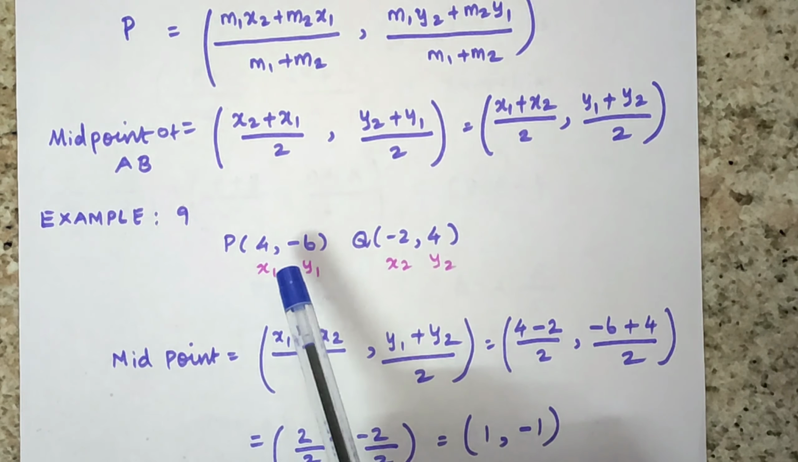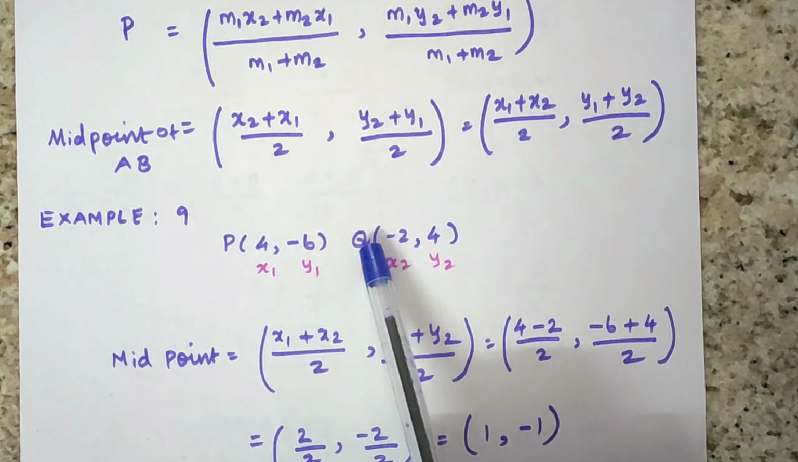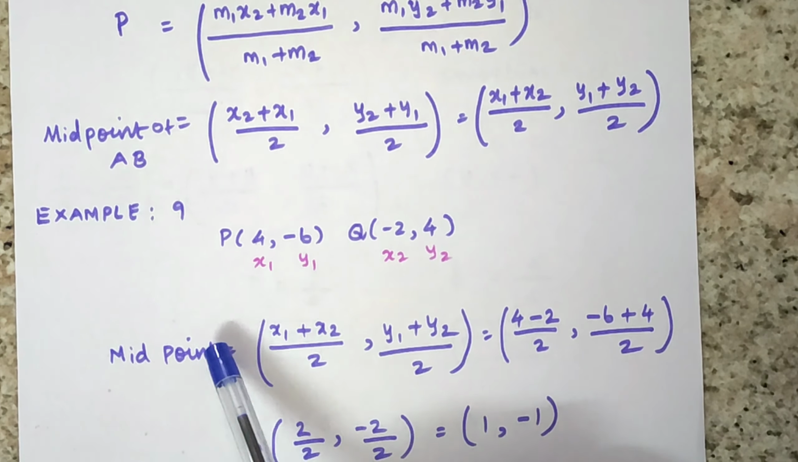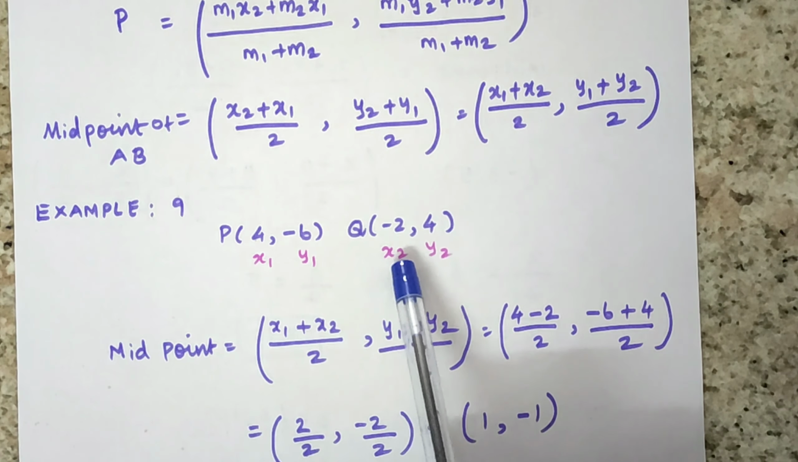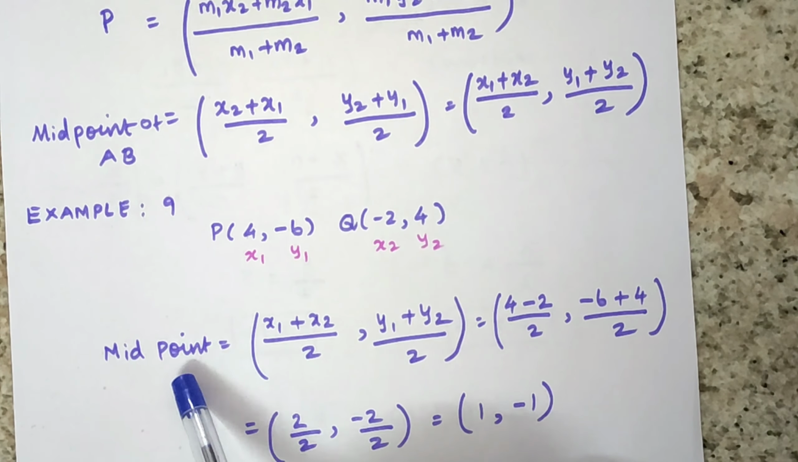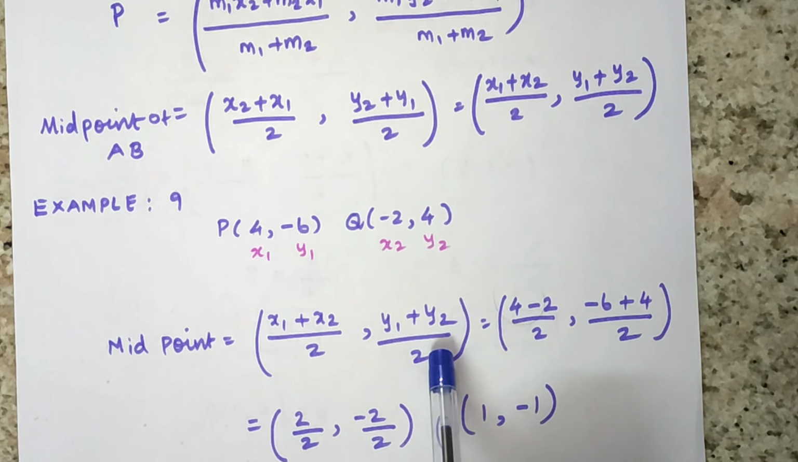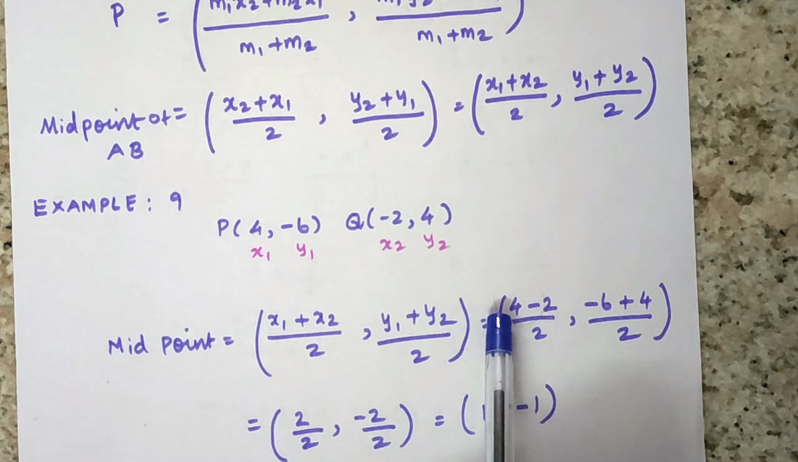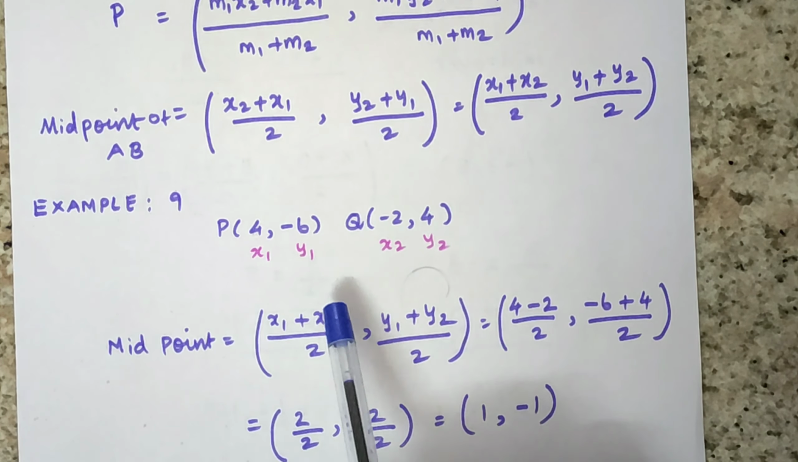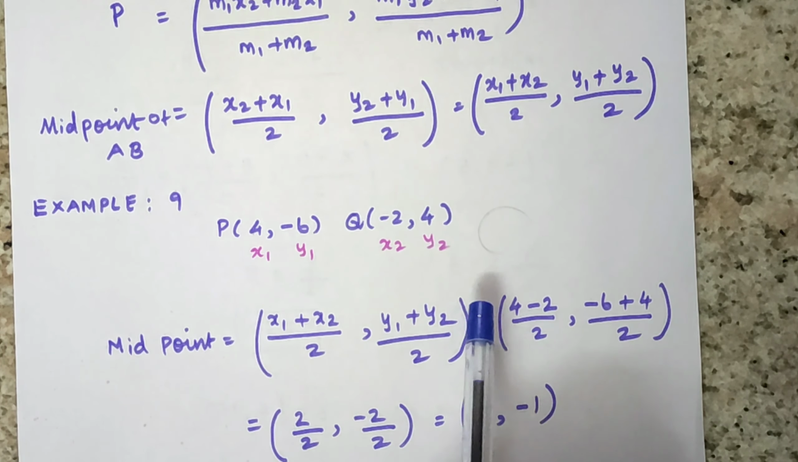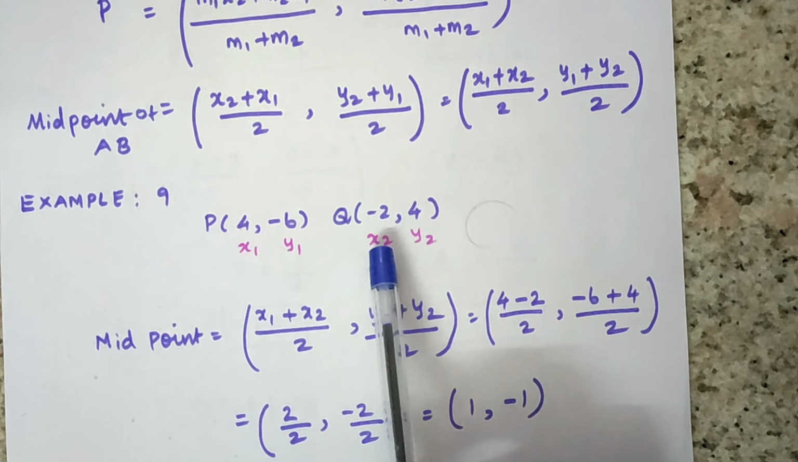Example 9. In this example they gave P and Q, the line joining PQ, and we have to find the midpoint of PQ. So the first point we keep as (x1, y1), second point (x2, y2). Midpoint equals the formula (x1 plus x2) by 2, comma (y1 plus y2) by 2. So x1 is 4. Next, x2: you have to first see the sign. If it is negative, plus into minus, minus will come. So don't put the plus symbol immediately. So x2 means minus 2.